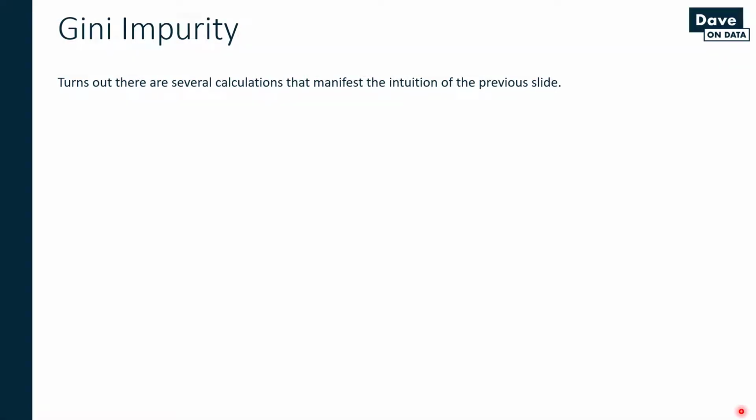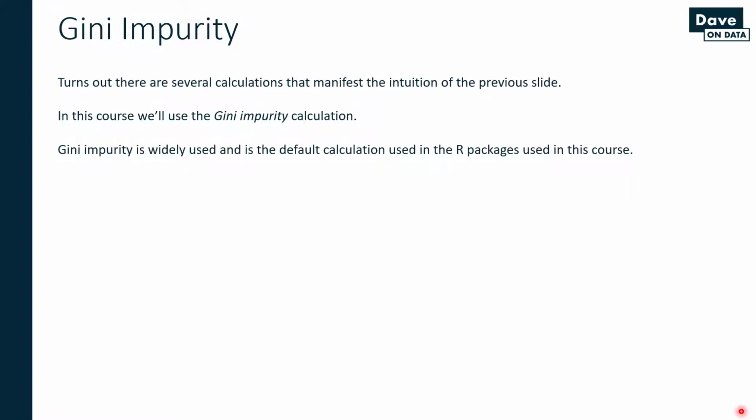Turns out that there are several calculations, several mathematical formulas that actually manifest the intuition that we saw on the previous slide. However, in this course, we're going to use the Gini impurity calculation. The reason for this is because Gini impurity is widely used, and it is also the default calculation used in the R packages used in this course.